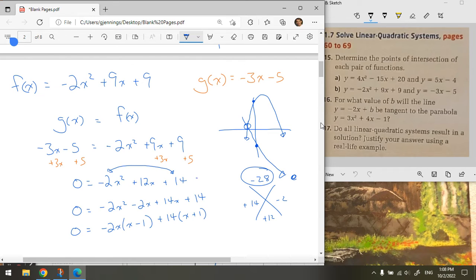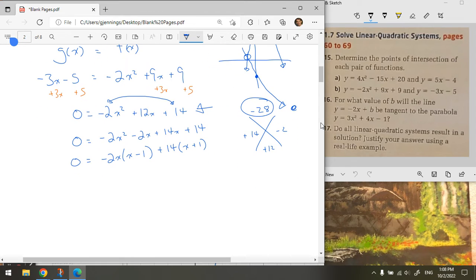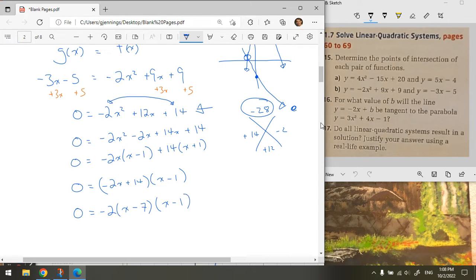And I see I could have taken out a factor of 2 there. Oh my goodness, that would have made things easier, wouldn't it have? Okay, so then 0 is equal to negative 2x plus 14 multiplied by x minus 1. Take out the factor 2 eventually. We got there in the end, everybody. Factor out negative 2, and then we have x minus 7 times x minus 1.